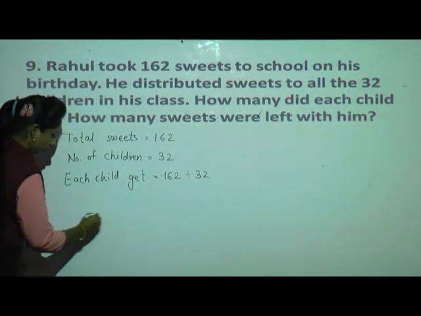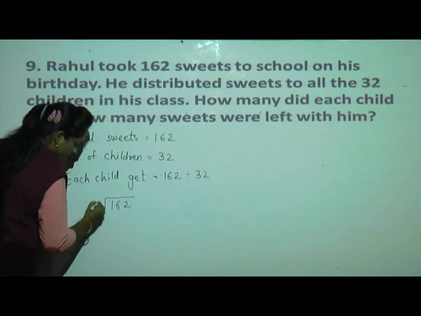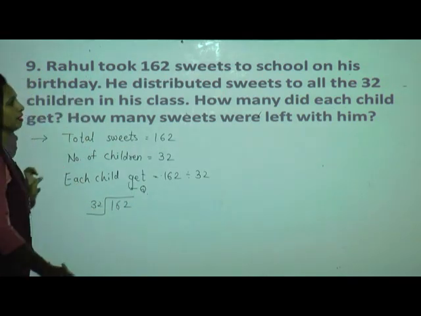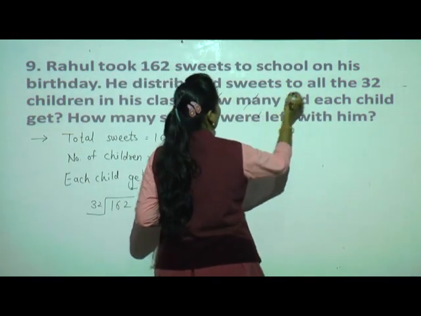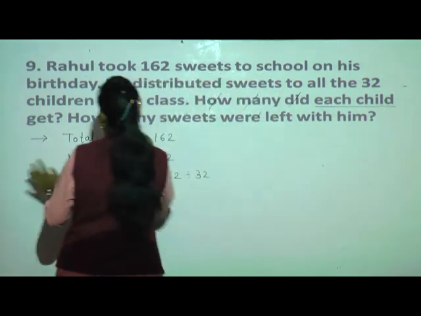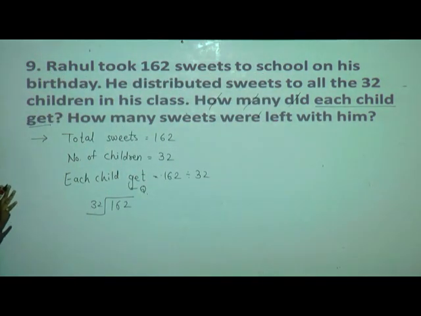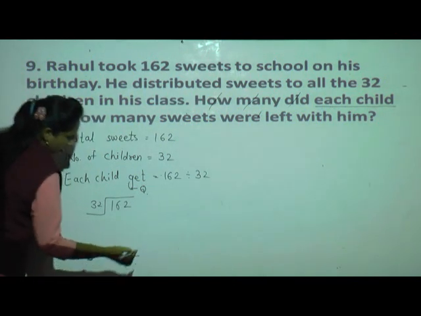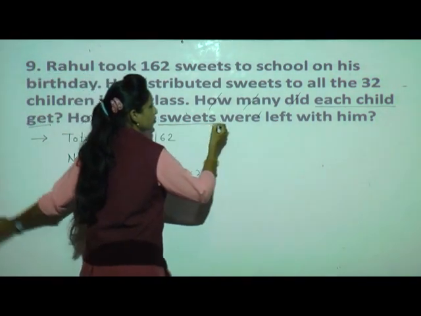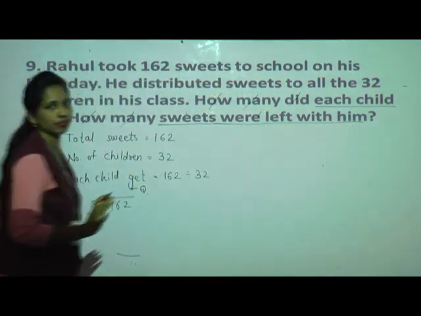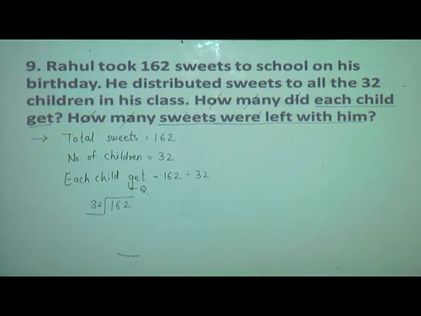When you will do the division, you will get the quotient. That will be what? See, how many did each child get? Cut, how many did each child get dash dash sweets, isn't it? So whatever will remaining, the number, whatever the number, so that will be dash dash sweets were left with him. Got it? Understood, students? Yes. You are going to do by your own, then only you will understand. Okay? Now we'll solve the next sum.